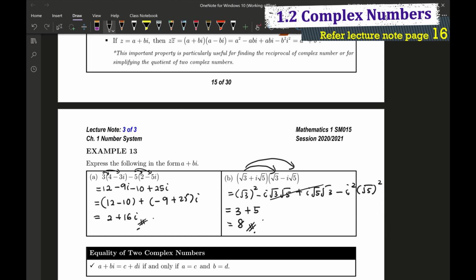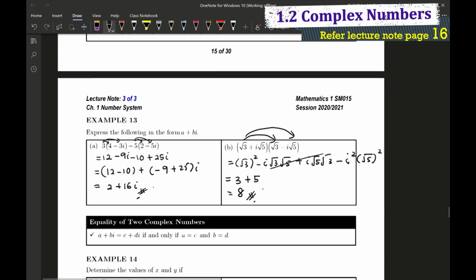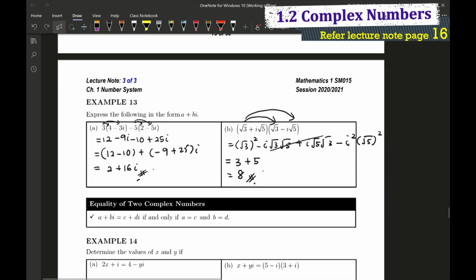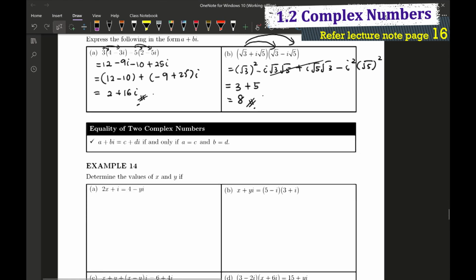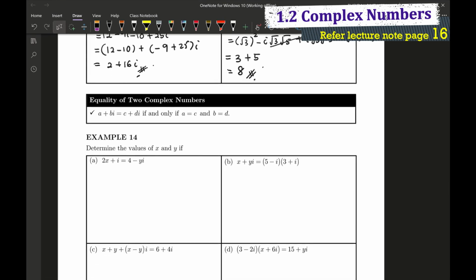And then we go to equality of two complex numbers. Example 14: determine the values of x and y. Just compare the left with the right. When you have the equal symbol, it means left is equal to right, so we just compare. To compare, we need to solve this and make sure we get a correct answer.